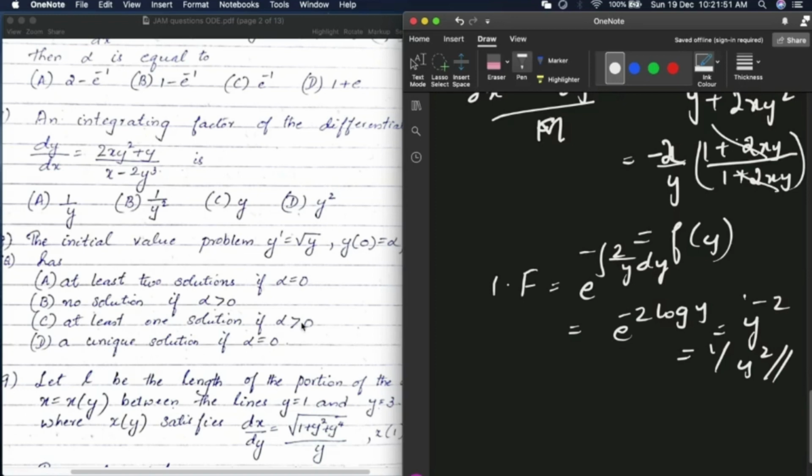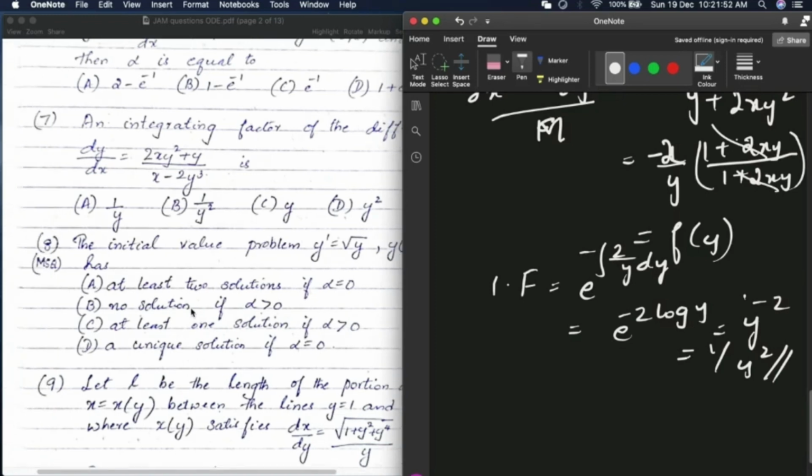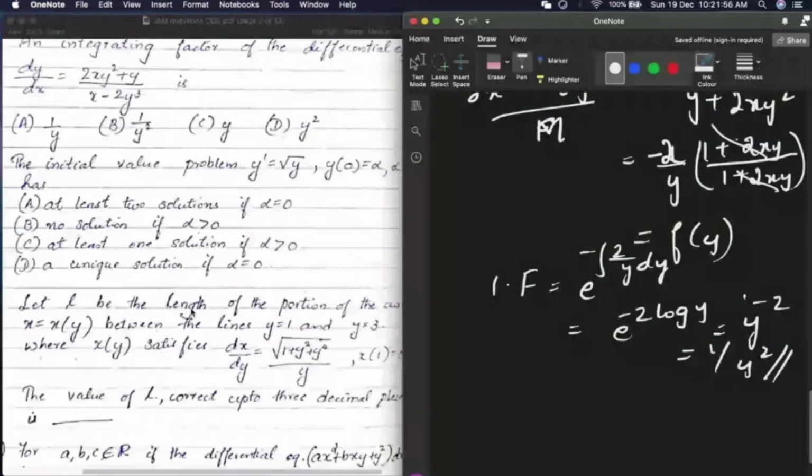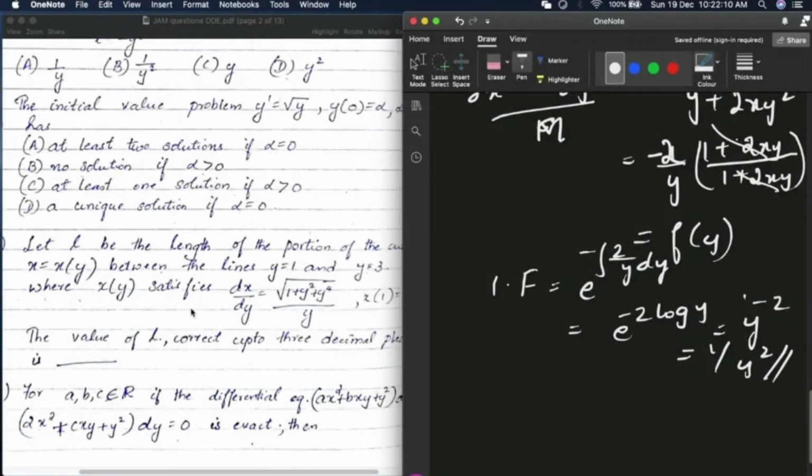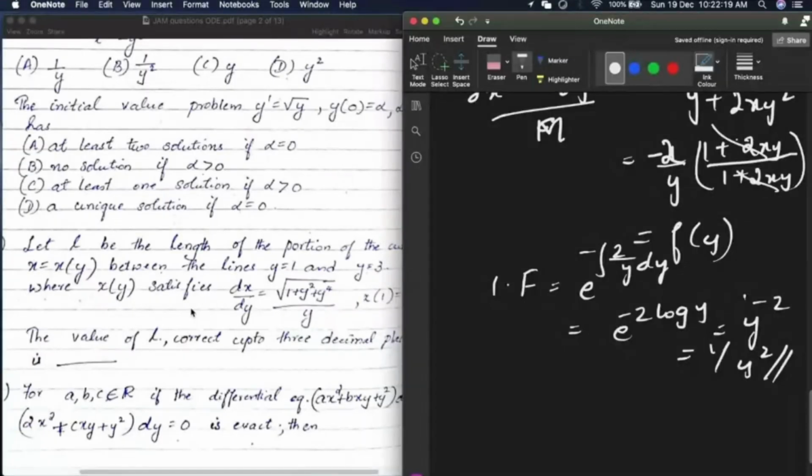I think the next one is an MSQ. The initial value problem y dash is equal to root y, with y of 0 is equal to alpha, alpha greater than or equal to 0, has at least two solutions if alpha is equal to 0, no solution if alpha greater than 0, at least one solution if alpha greater than 0, and a unique solution if alpha is equal to 0. So anyway, first thing is you have to find the solution. Then only you can check all these conditions.